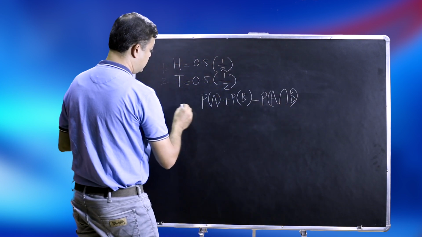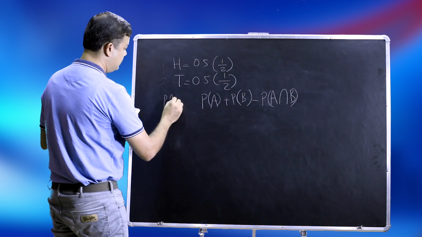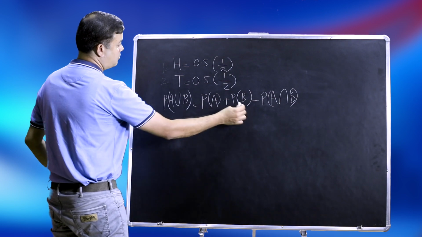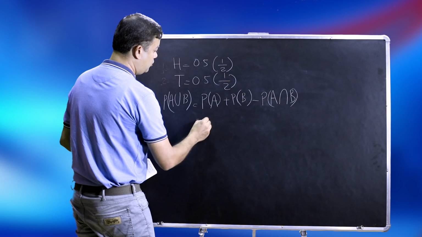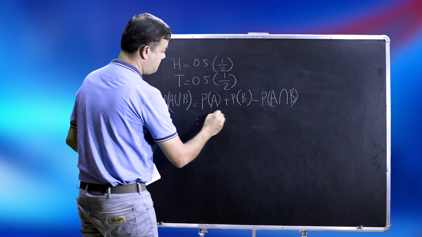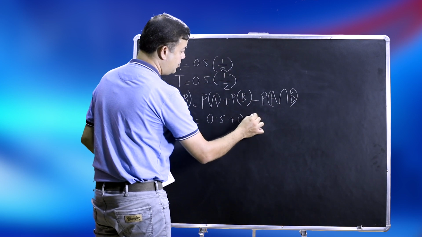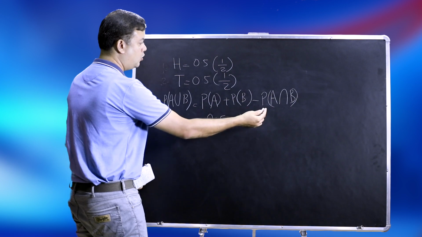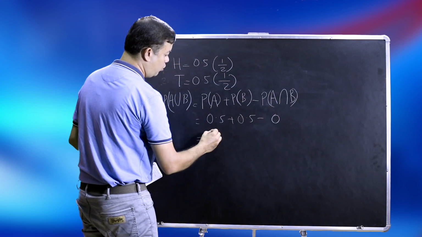So in this case, the probability of A union B is equal to probability of A plus probability of B minus probability of A and B. Here probability of A is equal to 0.5, that is 1 by 2, plus 0.5 minus A and B. As you see, this is an independent set, there is no probability of A and B, that is basically 0. So that is equal to 1.